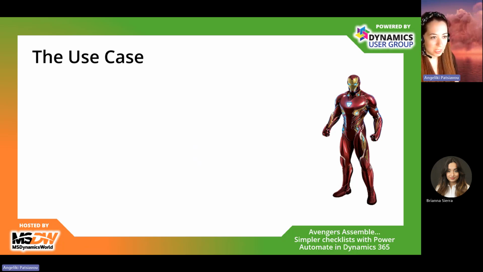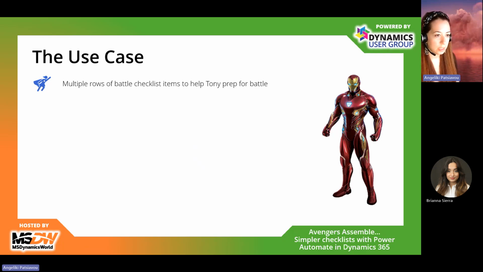So in this particular situation, we are helping Tony, also known as Iron Man. Now, what do we know about Tony? Tony is one of the Avengers leaders, and he, along with the Avengers, S.H.I.E.L.D. and so forth, go through all sorts of superhuman battles. So in this particular case, we're going to build a system for Tony and the Avengers to be able to manage a checklist for all the ways they need to prepare for battle.